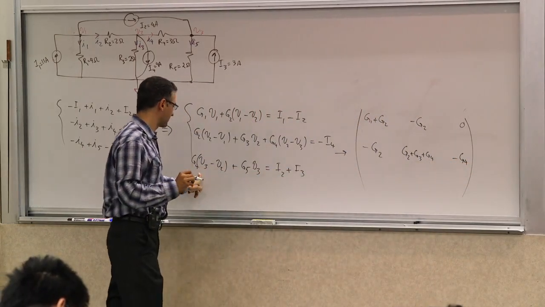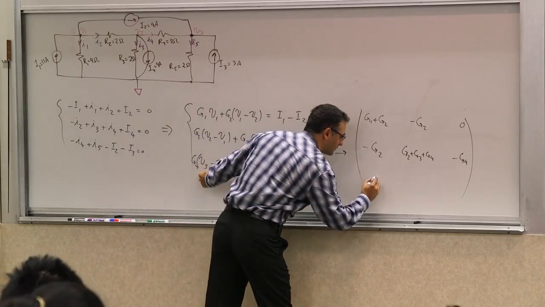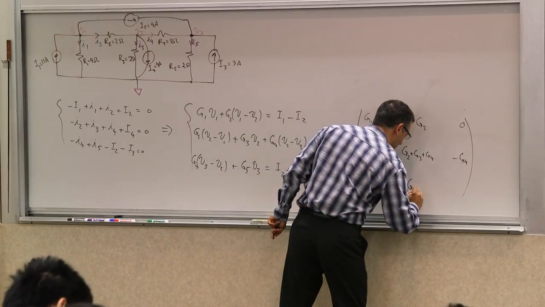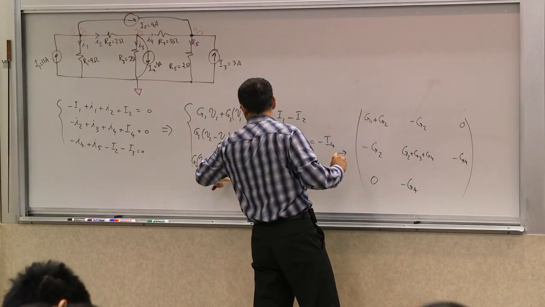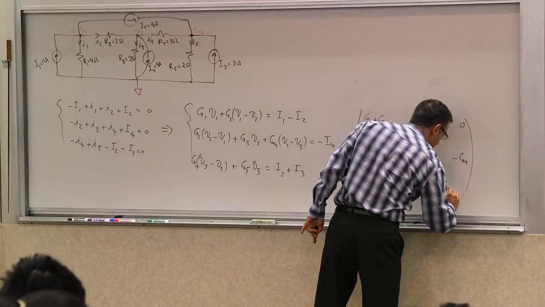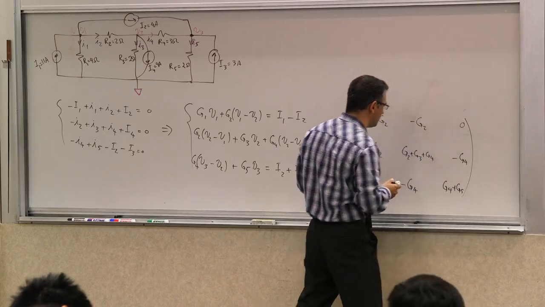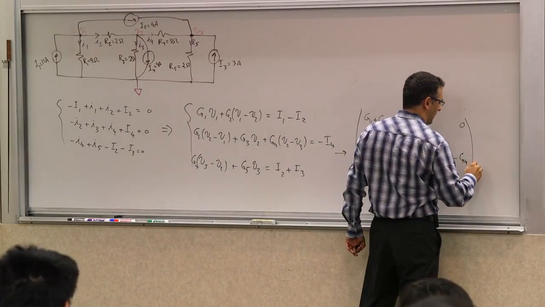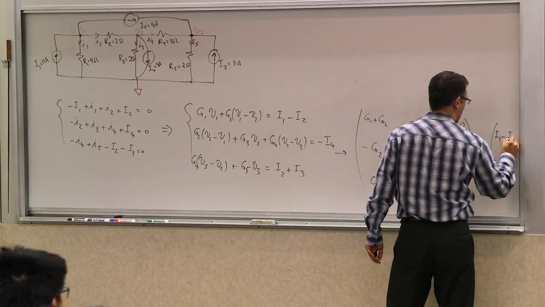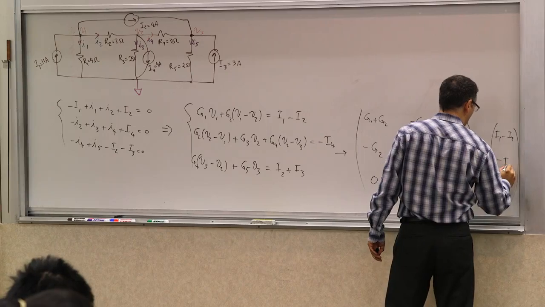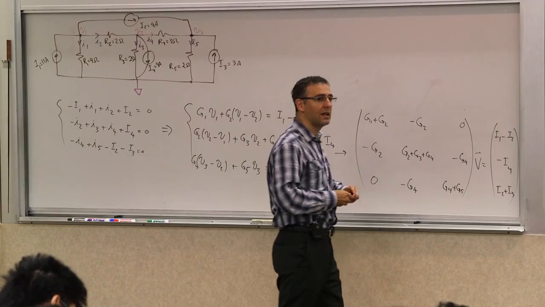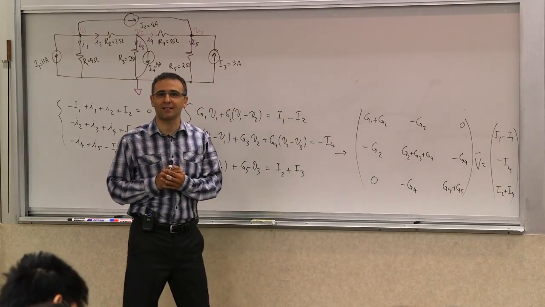How about here? I don't have a V1 term, so that's 0. I have a V2 term, which is negative G4. And then I have a V3 term, which is G4 plus G5. Times the vector V equals whatever we have: I1 minus I2, negative I4, I2 plus I3.